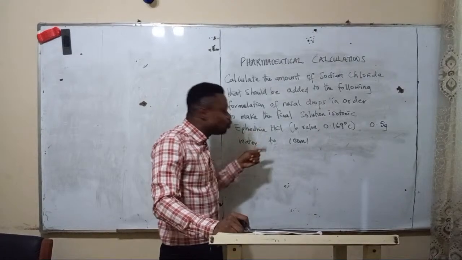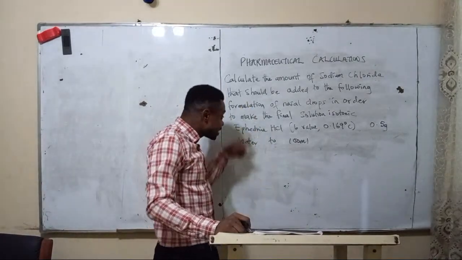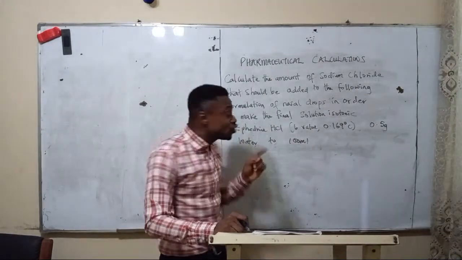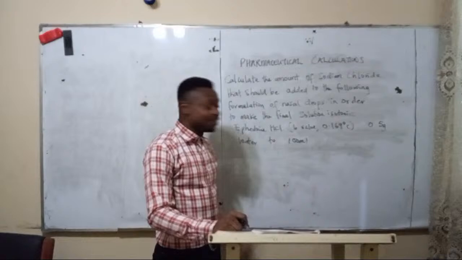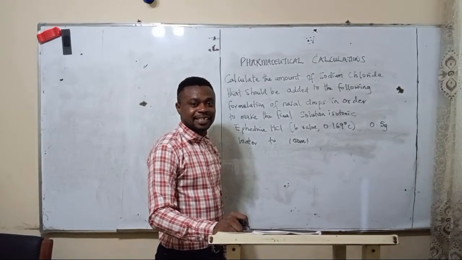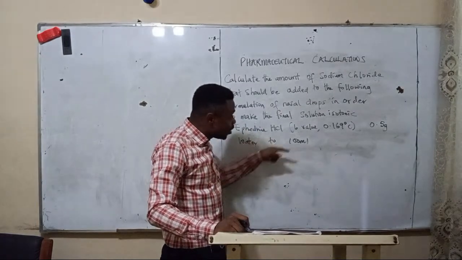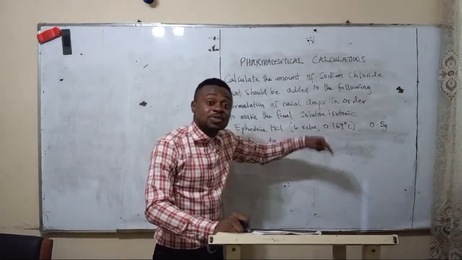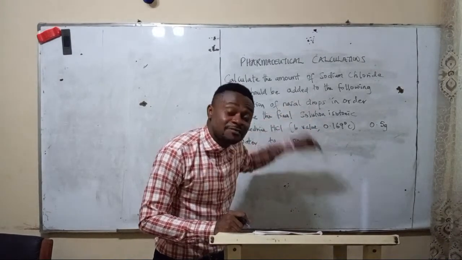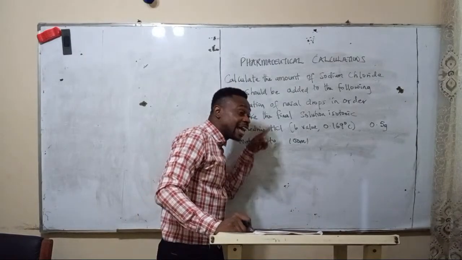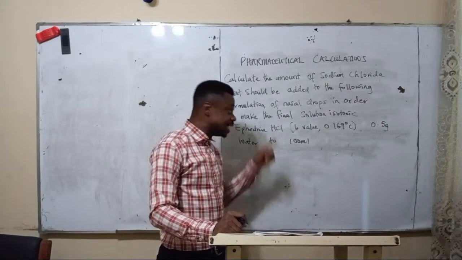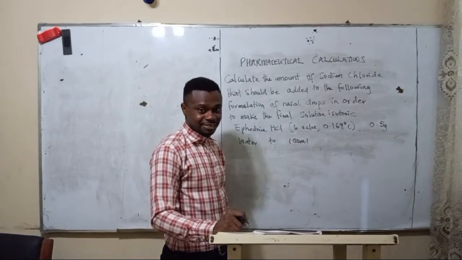So let's look at this thing. We will find out first if this thing is isotonic. Everything is in 100 ml. For this thing to be isotonic, the freezing point depression of this solution must be 0.52 degrees Celsius. So if it is not up to 0.52 degrees Celsius, this is not isotonic.